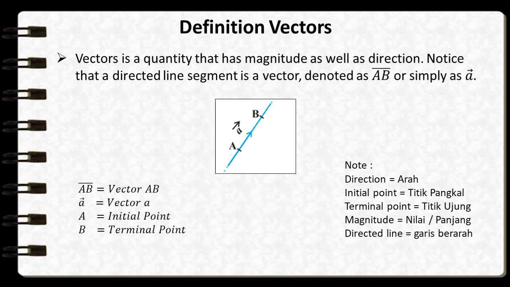And then in the picture, we can see point A and point B. Point A is called the initial point and point B is called the terminal point.